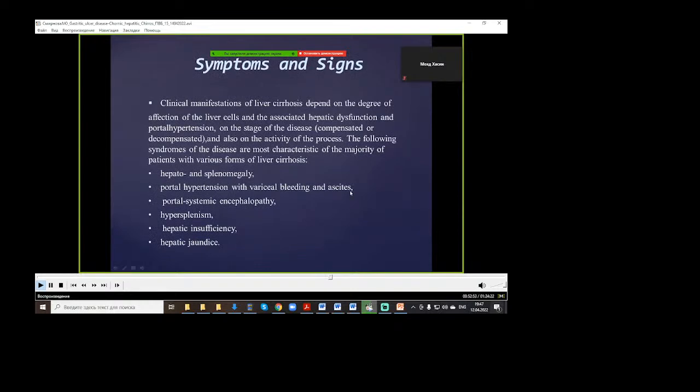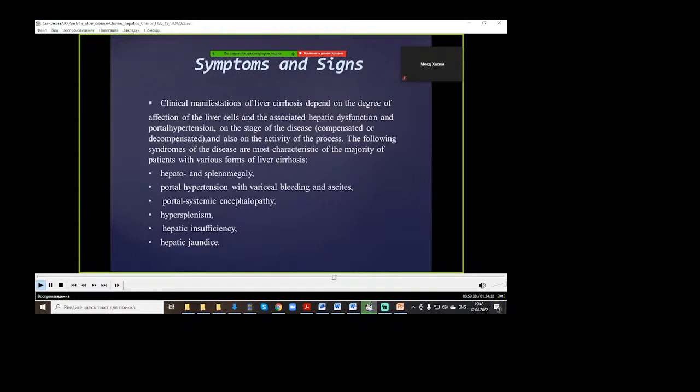So, symptoms and signs of cirrhosis. Clinical manifestations of liver cirrhosis depend on the degree of affection of the liver cells and the associated hepatic dysfunction and portal hypertension, on the stage of the disease, compensated or decompensated, and also on the activity of the process. The following syndromes are most characteristic of the majority of patients with various forms of liver cirrhosis.